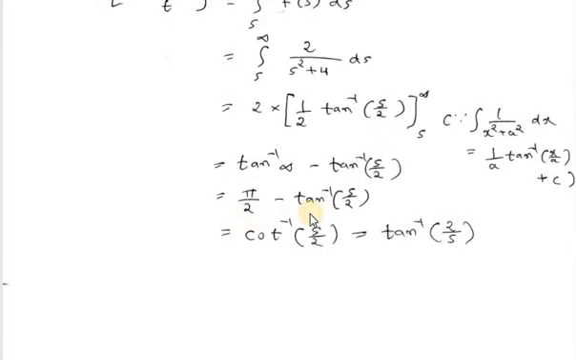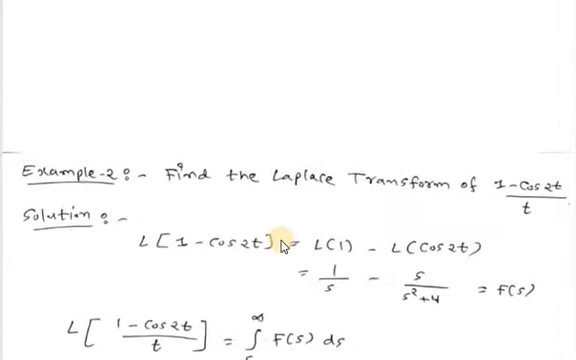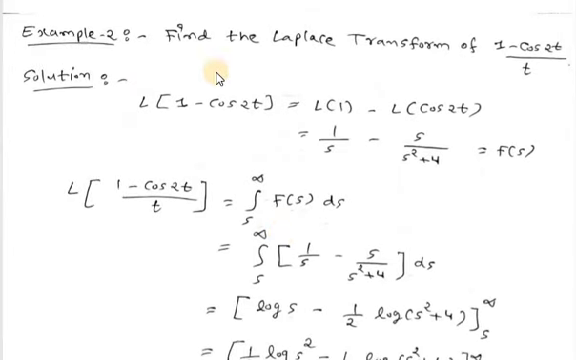You have to remember this formula, that is tan inverse x plus cot inverse x equals pi by 2. From that we will have pi by 2 minus tan inverse x equals cot inverse x. Okay. Now we will see example number 2.